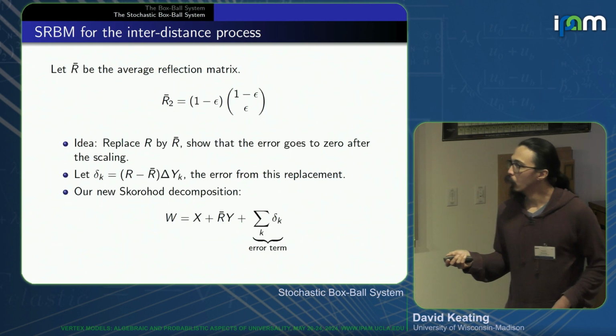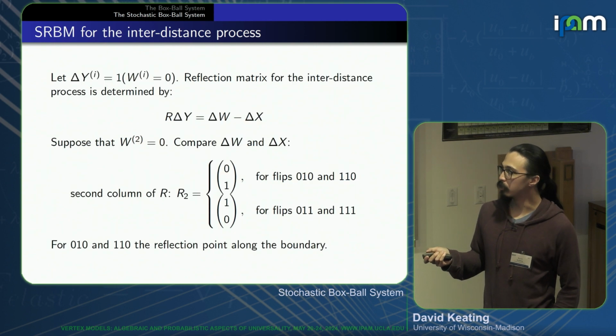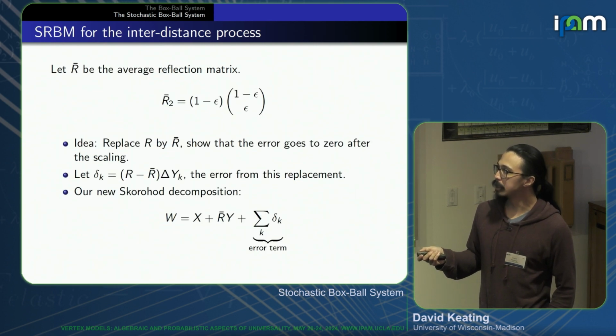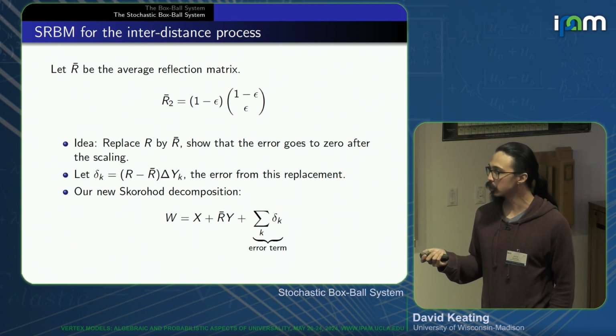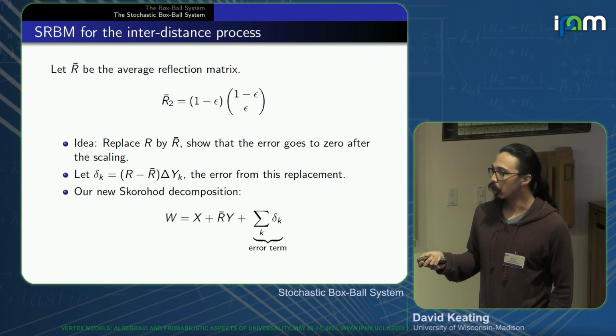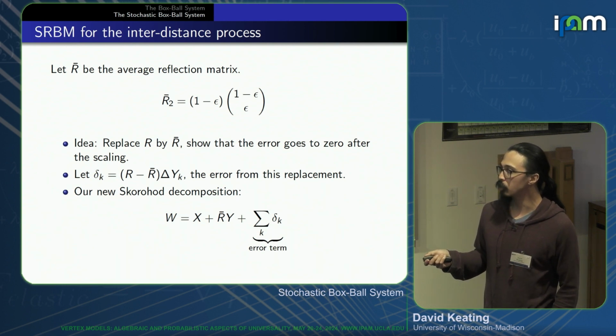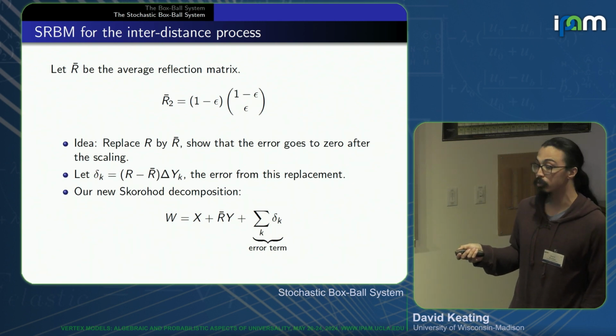Okay. So our idea was, instead of looking at the reflection matrix we get this way, we should just replace it by its average. So replace the reflection matrix by the average reflection matrix. And when we do this, every time we hit the boundary, we're going to pick up some error from this replacement of R by R bar. And so now our decomposition will be W is this interior process plus this average reflection plus a sum of error terms from the replacement. And we'd like to show that these error terms are small.